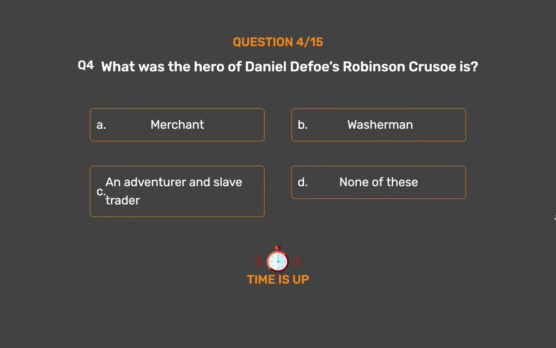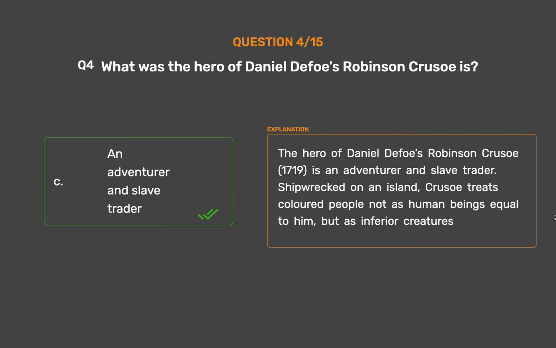The correct answer is Option C. An adventurer and slave trader. The hero of Daniel Defoe's Robinson Crusoe, 1719, is an adventurer and slave trader. Shipwrecked on an island, Crusoe treats colored people not as human beings equal to him, but as inferior creatures.